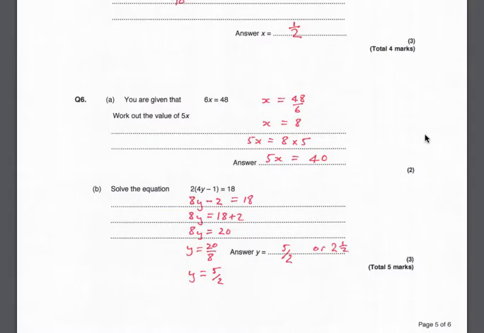And finally, part B, solve the equation 2 bracket 4y minus 1 equals 18. First expand the bracket. 2 times 4y is 8y, 2 times minus 1 is minus 2. So that gives us 8y minus 2 equals 18. Taking the 2 to the other side, changing its sign, 8y equals 18 plus 2, so 8y equals 20. Y is equal to 20 divided by 8, which cancels down to 5 over 2, or 2 1/2.